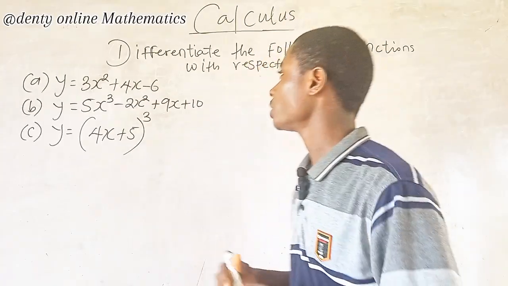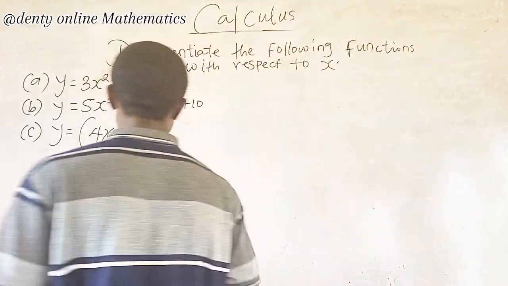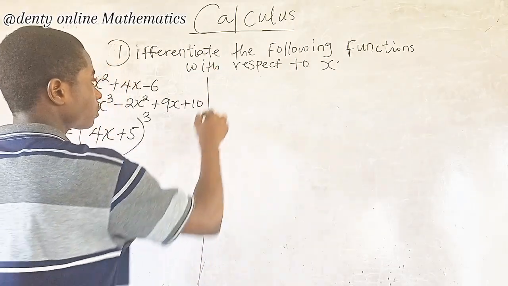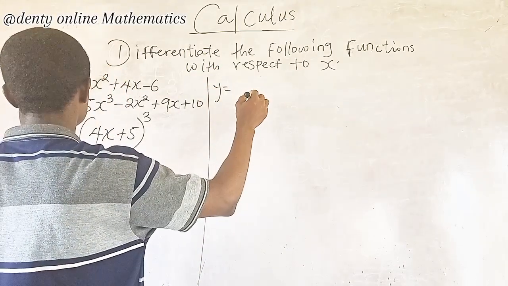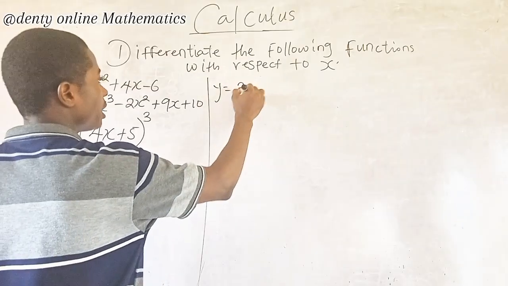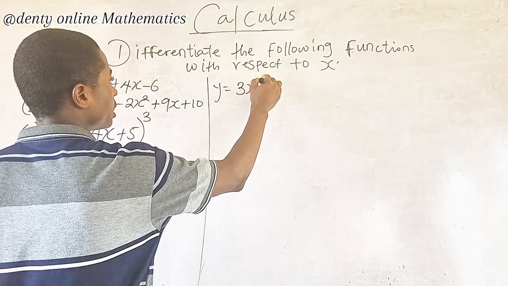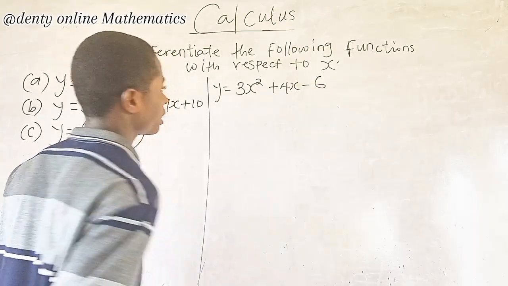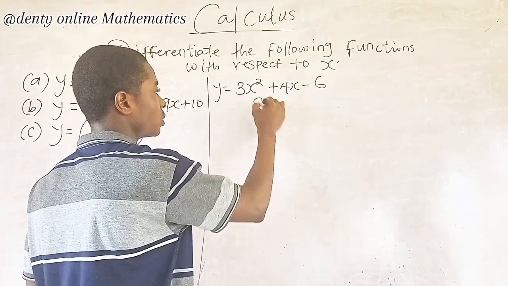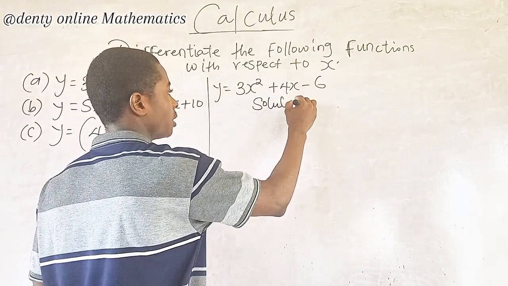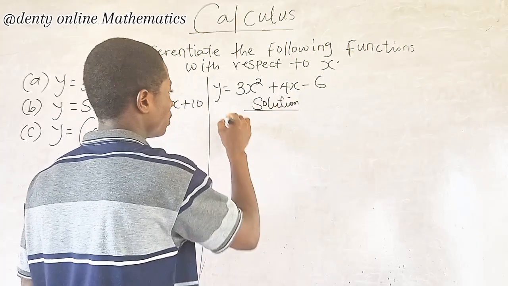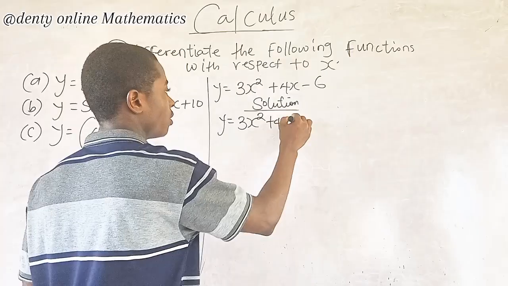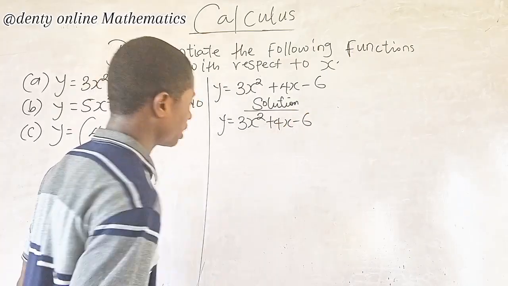You get? So now the first question we have here, we have y equal to 3x squared plus 4x minus 6. Now, this is the solution on how to solve this. We have y equals 3x squared plus 4x minus 6.